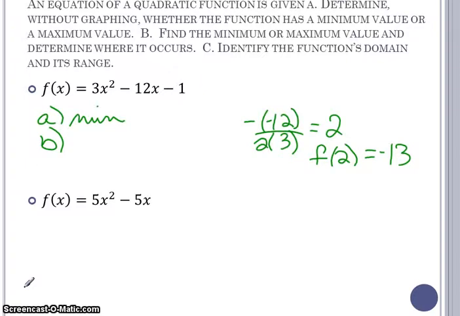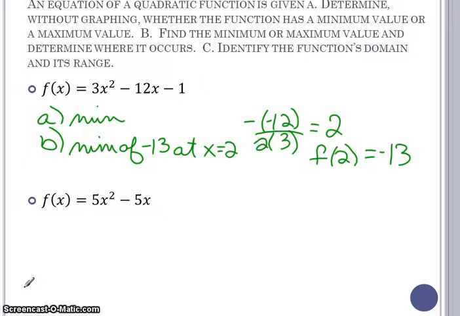Thank you. Okay, that is indeed negative 13. So what we can say is we've got a minimum of negative 13 at x equals 2. So like I said, we're just finding the vertex, we're just writing it a little bit differently today.